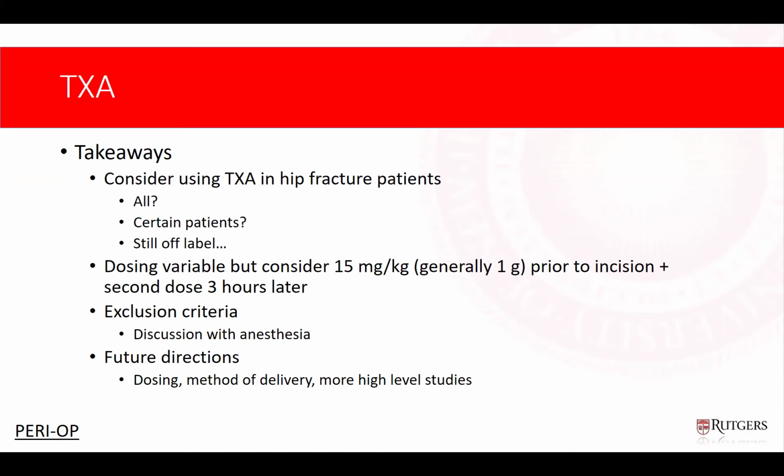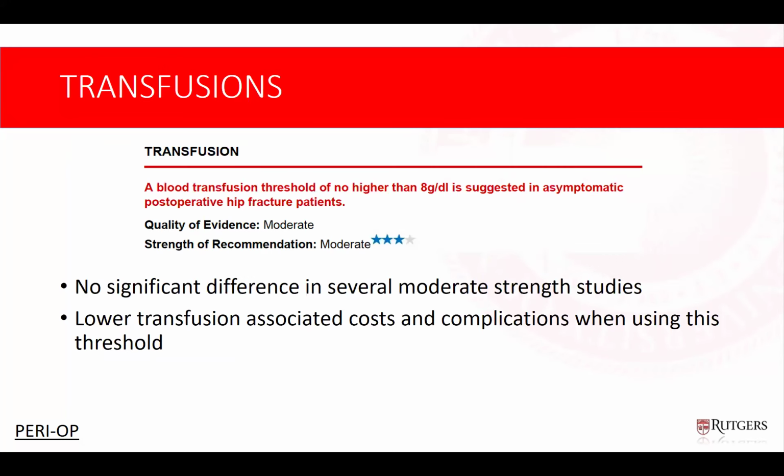Exclusion criteria are also a little all over the map. Absolute exclusion would be an allergy to TXA. You need to be careful in renal patients and those with active malignancy, and usually anesthesiologists are very familiar with TXA and will discuss any potential contraindications with you. So future directions in terms of research, as well as using this potentially in our practices: dosing, method of delivery, and then more high-level studies to look at the effects of TXA in this cohort.